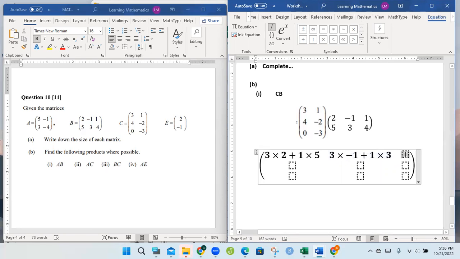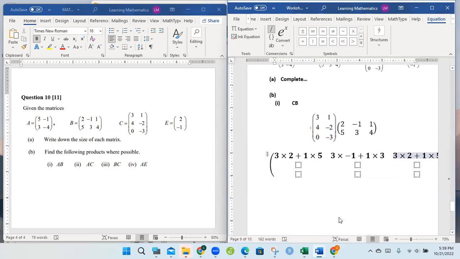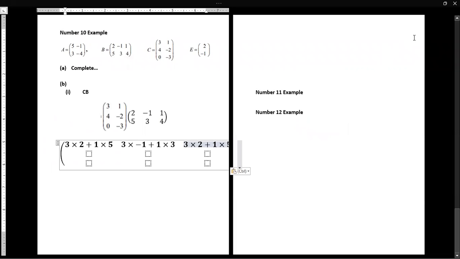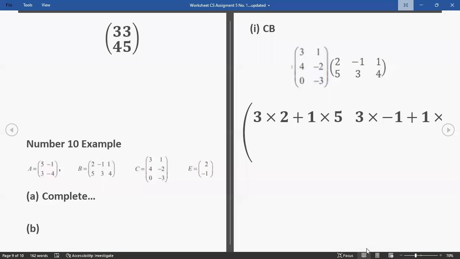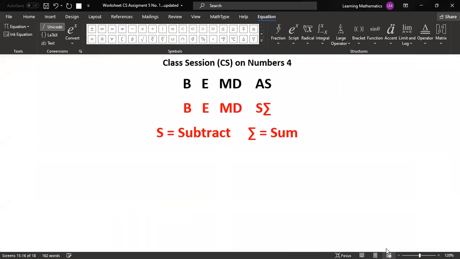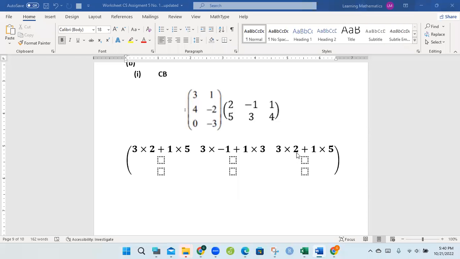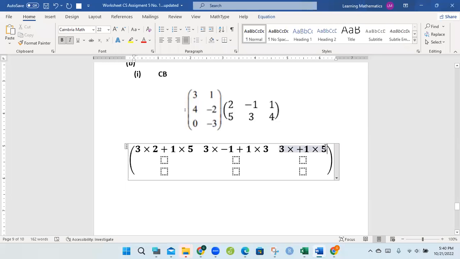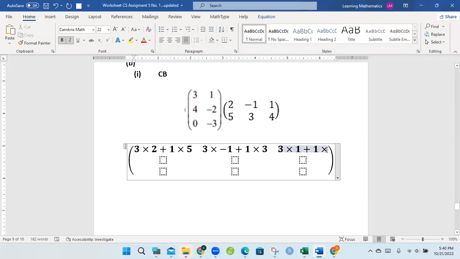And the same 3 and the 1 again, but it's with the 1 and the 4 now. So it's 3 times 1 plus 1 times 4.